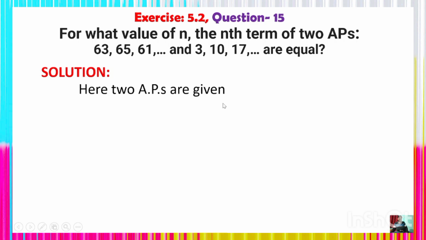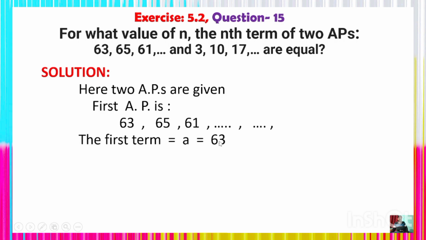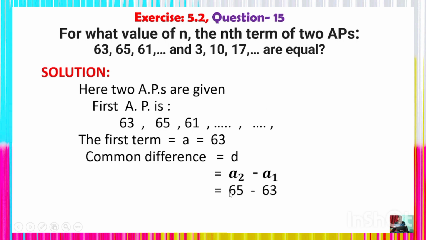Here two APs are given, right? The first AP is 63, 65, 67 and the first term a is equal to 63. The common difference d is equal to a2 minus a1, which is 65 minus 63, which is 2. The common difference is 2. Okay, a is equal to 63, common difference d is equal to 2.